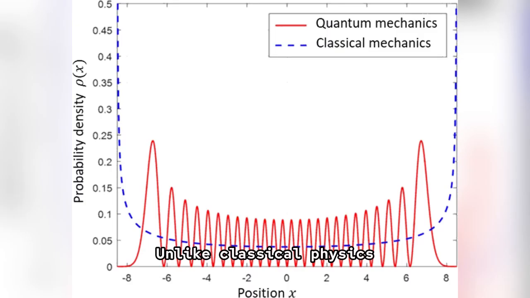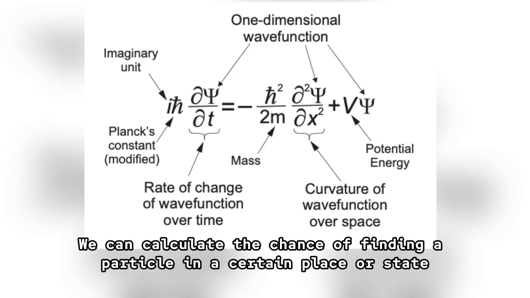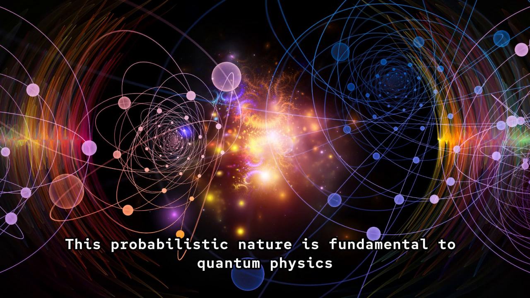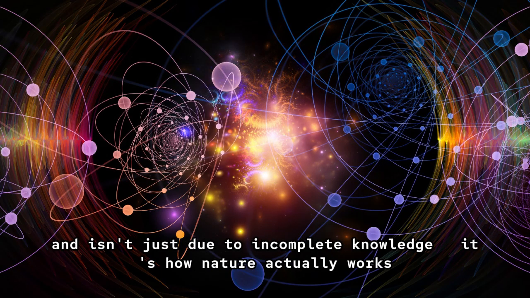Unlike classical physics, which can give exact predictions, quantum physics deals in probabilities. We can calculate the chance of finding a particle in a certain place or state, but we can never be completely certain about the outcome of any single measurement. This probabilistic nature is fundamental to quantum physics, and isn't just due to incomplete knowledge, it's how nature actually works.